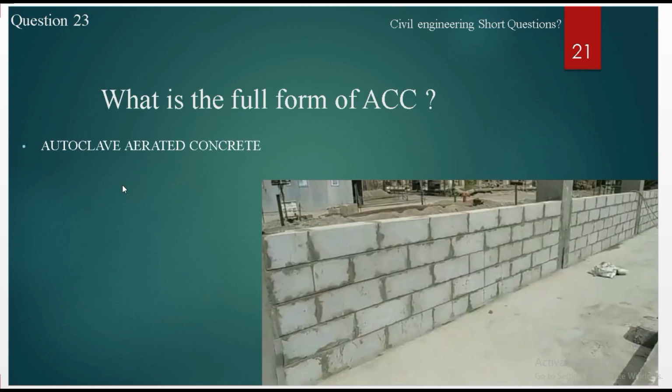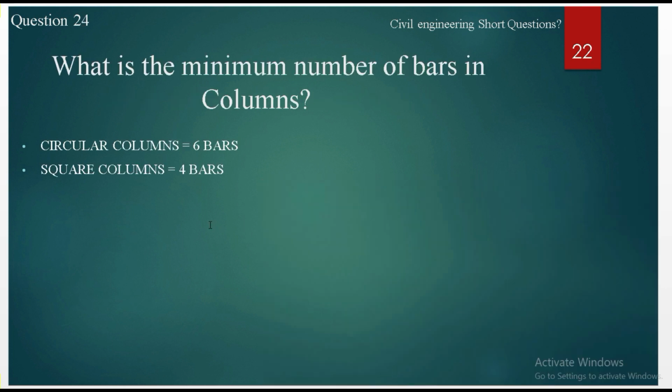Question number 23. What is the full form of AAC? Well, that's autoclaved aerated concrete blocks. As you can see in the picture here, these are blocks made from concrete. And question number 24. What is the minimum number of bars in columns? For square columns, 4 is the minimum number of bars, and for circular columns, it has to be 6. So 3 on the compression side, and 3 on the tension side.